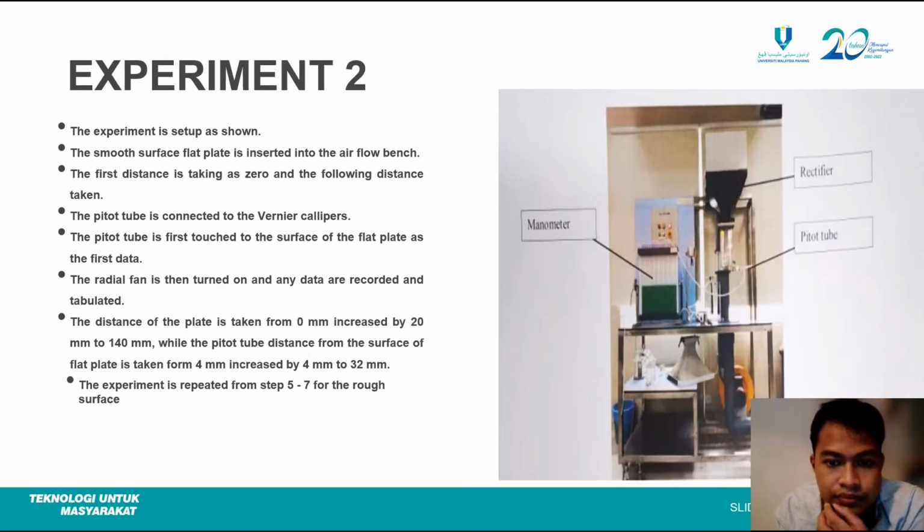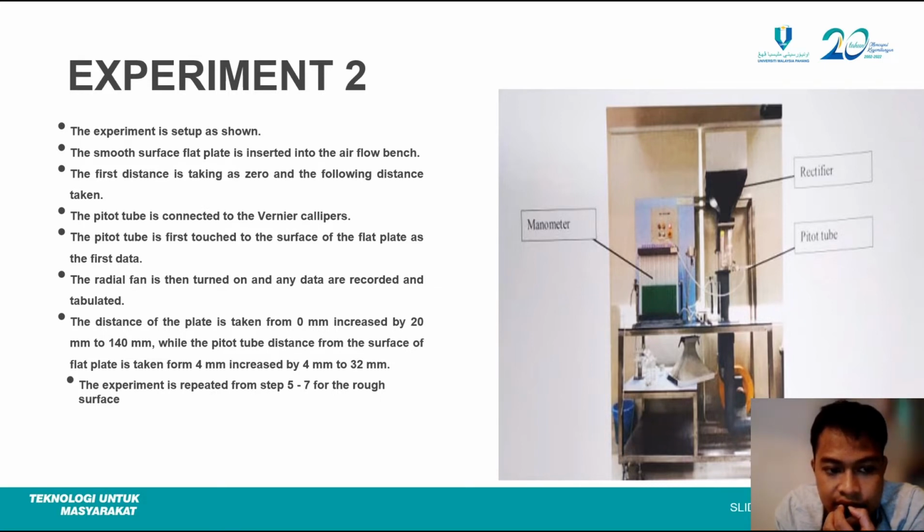For experiment 2, the experiment is set up as shown in this picture. The smooth surface flat plate is inserted into the airflow bench. The first distance is taken at 0 and the following distances taken. The pitot tube is connected to the vernier caliper. The pitot tube is first touched to the surface of the flat plate as the first data. The radio fan is then turned on and the data are recorded and tabulated.